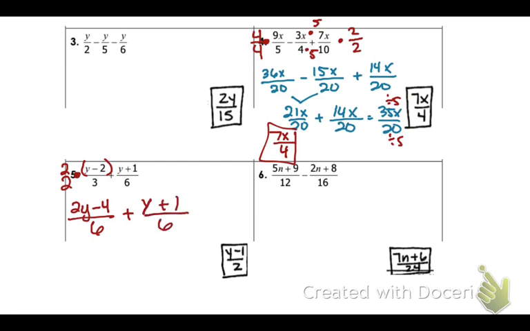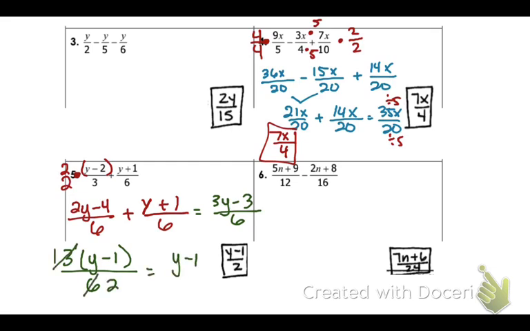Now let's combine like terms. We're going to get 2y plus y. That's going to give me 3y. Negative 4 plus a positive 1 will give me a negative 3 over 6. Now this right here I'm going to factor out a 3. And this will turn into a 1. This will turn into a 2. I'm left with y minus 2 over 2. Sorry, y minus 1 over 2.